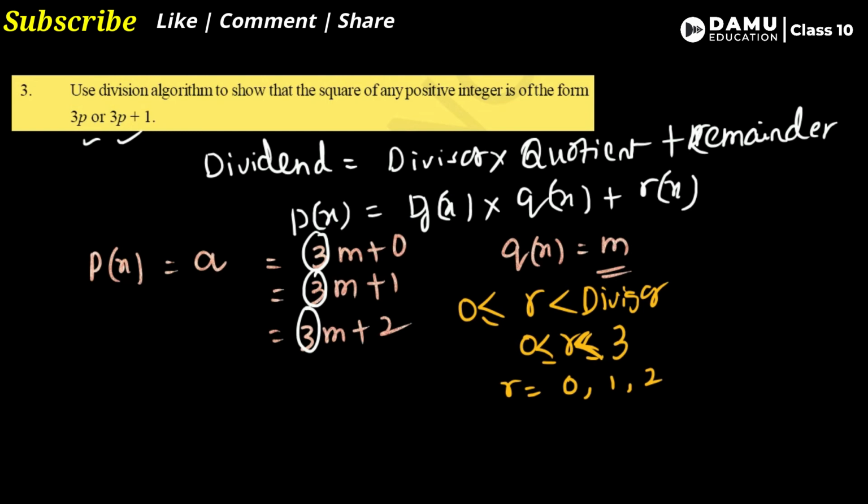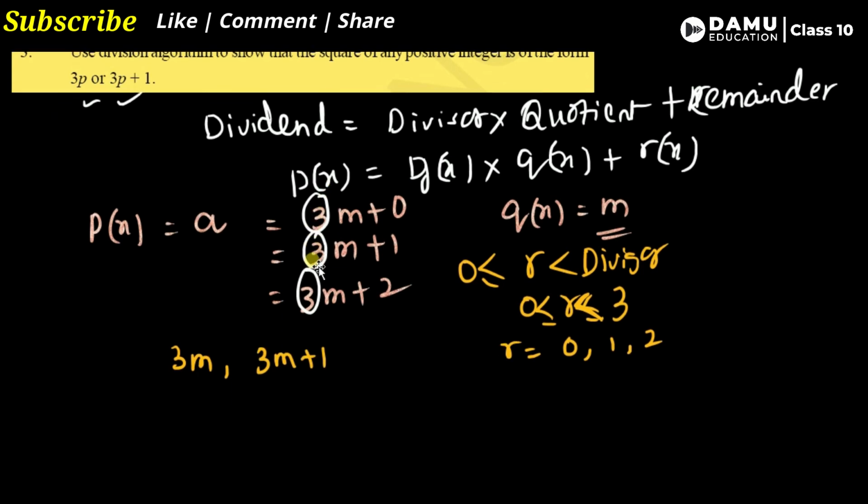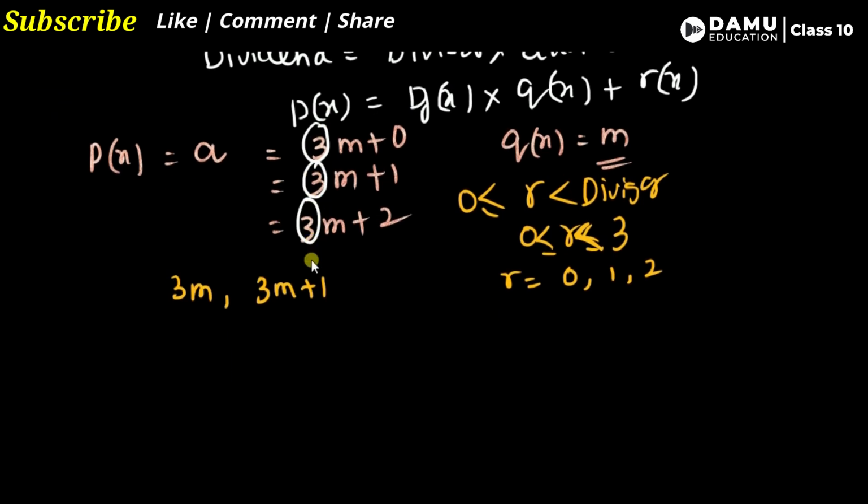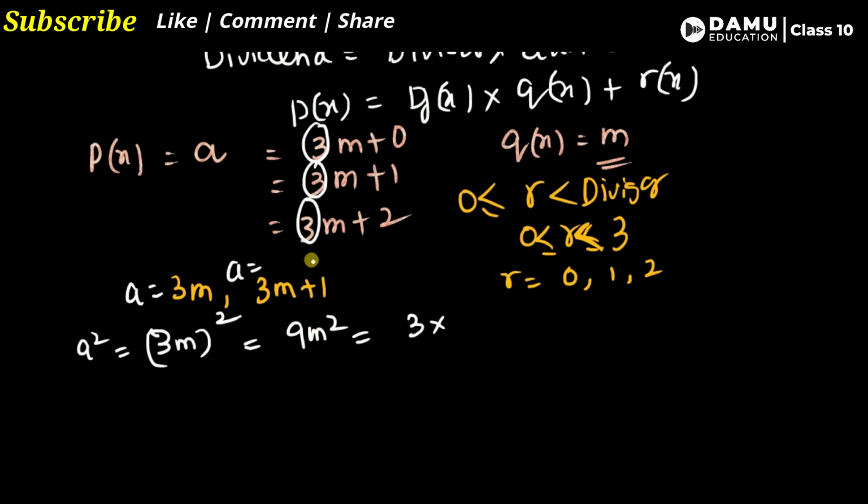So for that, let's take the numbers 3m and 3m plus 1. For these two terms, we are going to take squares. Let's consider the squares of these positive integers. So a is equal to 3m and a is equal to 3m plus 1. Let's take the square: 3m whole square will be equal to 9m square. You can write it as 3 into 3m square. This is in the format of 3p, since p will be equal to 3m square. So any such square we can write in the format of 3p.